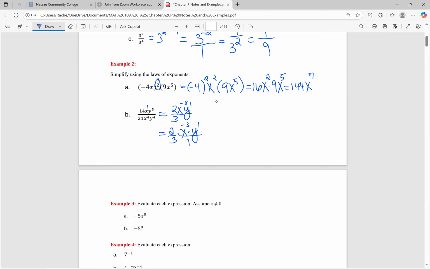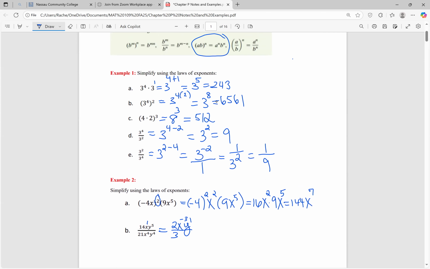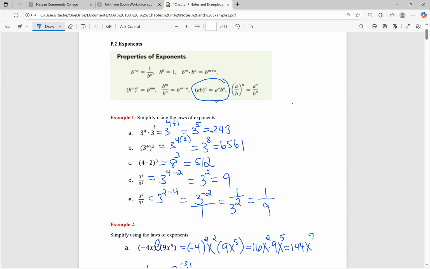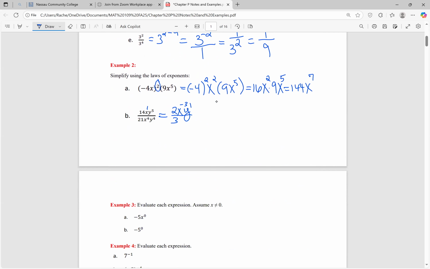But let's write all of our answers with positive exponents only. So we have 2 times x to the negative 3 times y over 3. The issue really is this x to the negative third power, right? We want to rewrite that. But remember what we do, and we did an example up here. We take the reciprocal. Anytime I have a base to a negative exponent, I take the reciprocal and the exponent becomes positive.